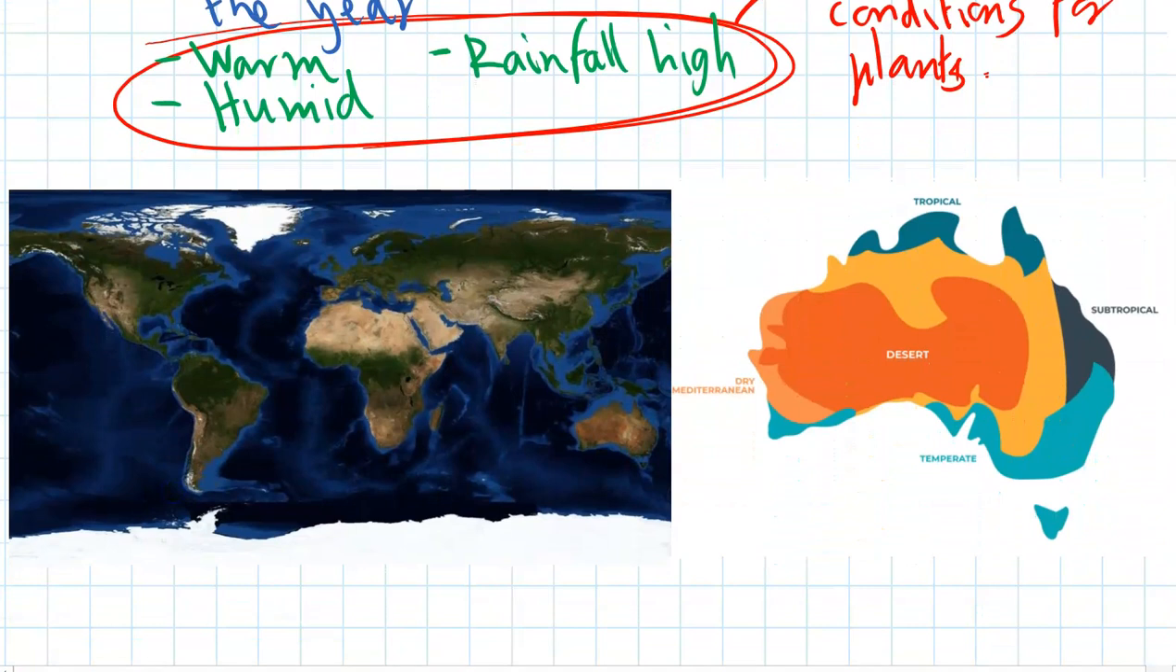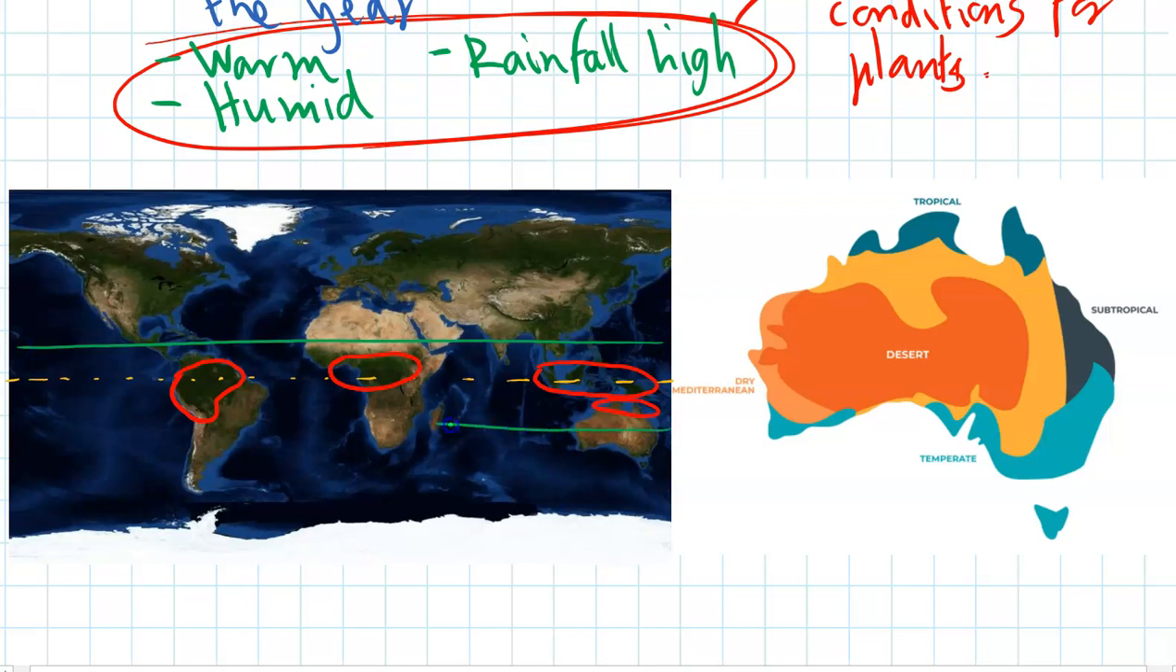So if we look at a map of the world, all the world's rainforests, so there's the Amazon in South America, there's the Congo in Africa, then there's Southeast Asia, New Guinea and Indonesia, and northern Queensland. They're all in the tropical regions. So if we draw the equator, it basically runs along here, and the tropics are about there. So all the world's rainforests appear in the tropics.